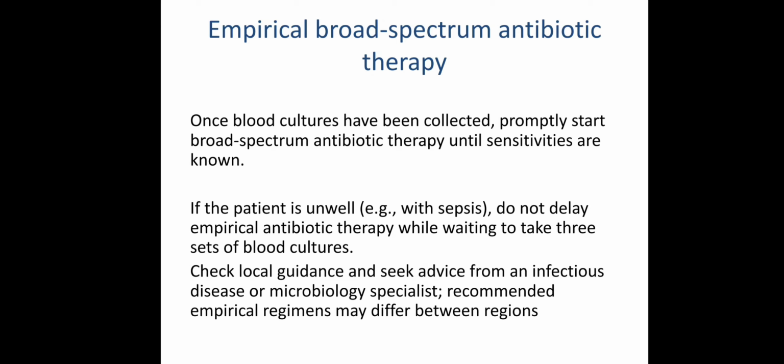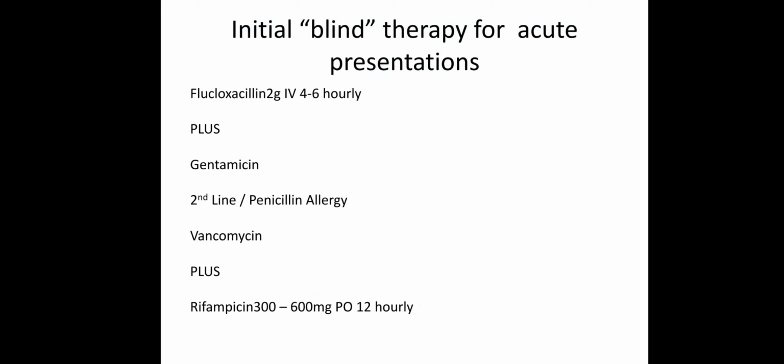And always check your local guidelines for the empirical antibiotic for infective endocarditis. So initial blind therapy, that's empirical, could be flucloxacillin with gentamicin. That's sensible, but check your local guidelines. If someone is penicillin allergic, then give vancomycin plus rifampicin. That's for the native valve.